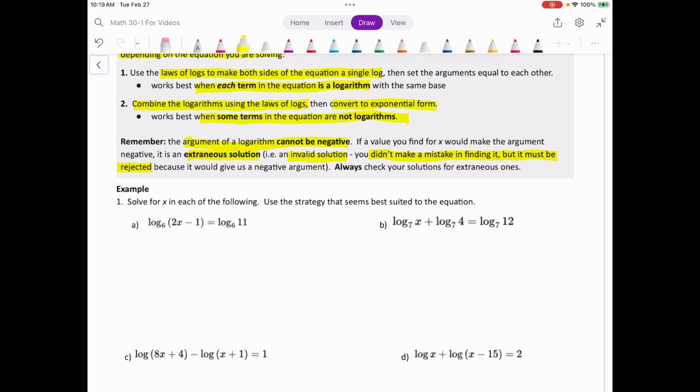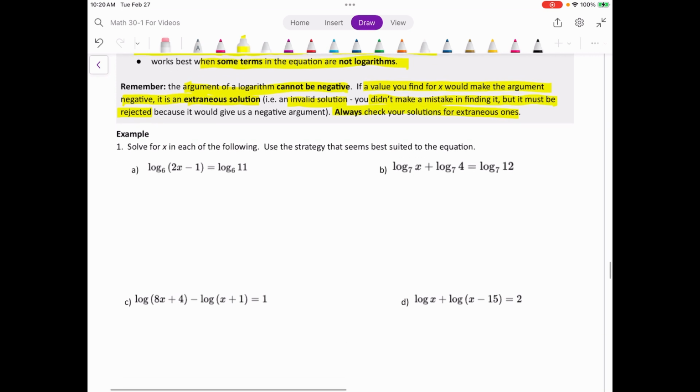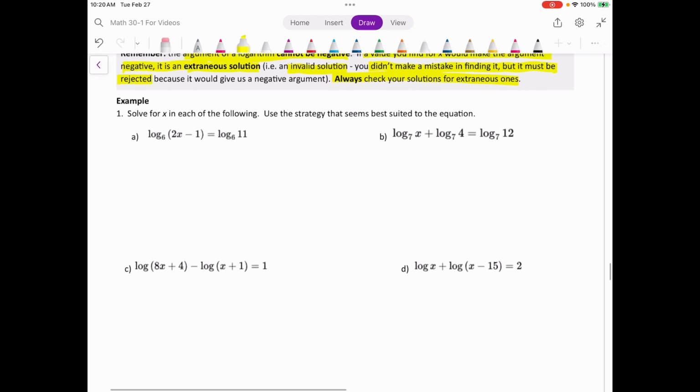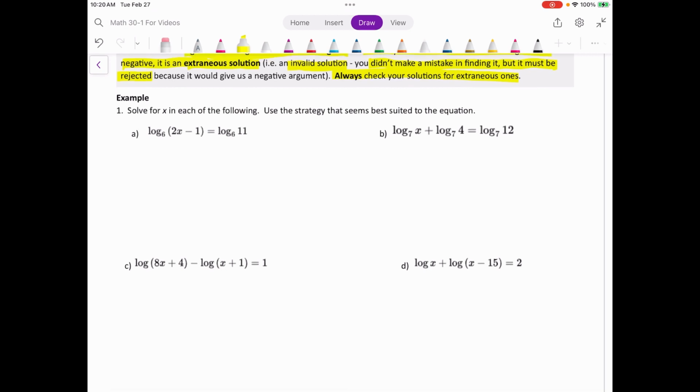So just remember, you need to verify your solutions here. You always need to check that they would not make the argument of the log negative, okay, or 0. So if a value you find for x would make the argument negative, it's extraneous. So always check your solutions when solving logarithmic equations. Make sure you don't have any extraneous solutions. So let's start out. Solve for x in each of the following. Use the strategy that seems best suited to the equation.